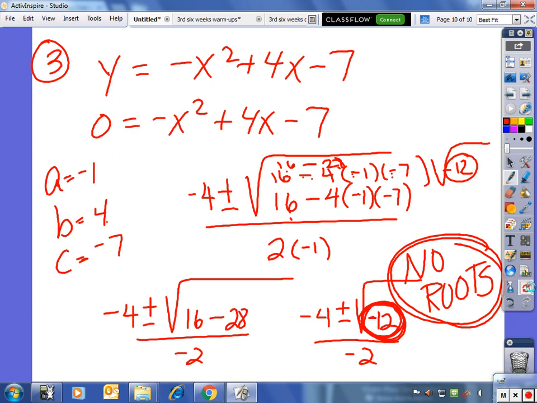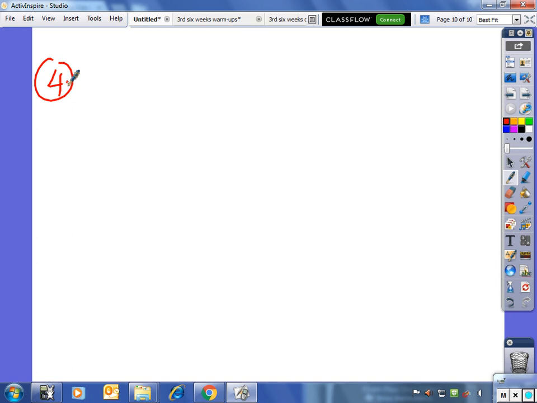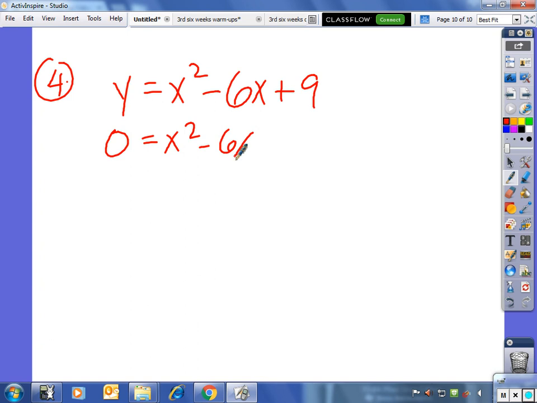All right, number 4. Y equals x squared minus 6x plus 9. And we are trying to find the zeros, so we're going to set this function equal to 0 and see if it ever crosses the x-axis, and if it does, we're going to write where it crosses the x-axis. Try this one, please.